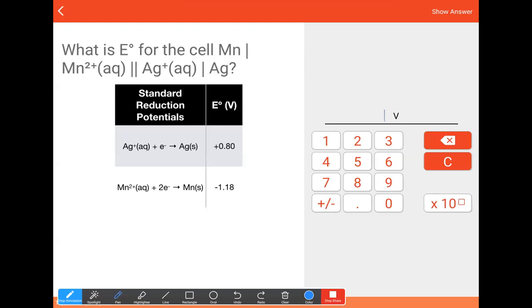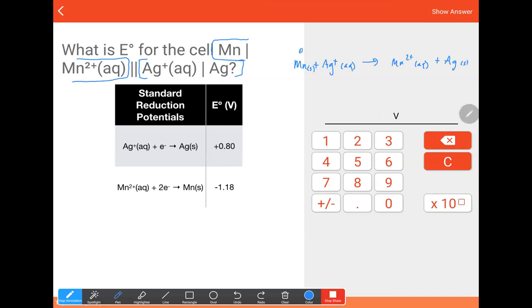So first thing, the way this notation is written, we have manganese going to manganese 2 plus at the anode, and then we have silver going from silver plus to silver solid. So we could rewrite this as Mn plus Ag plus going to Mn2 plus Ag. That's our rewritten equation if we wanted to think of it as a chemical equation.